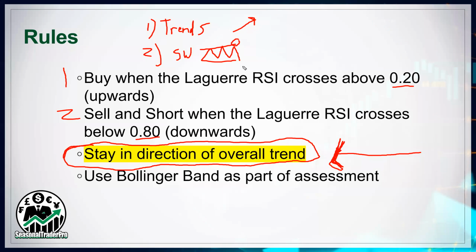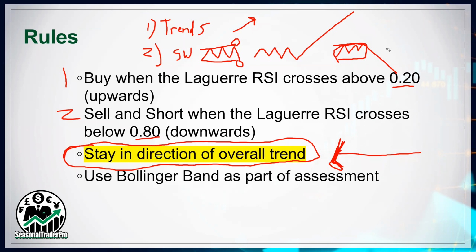These have really good entries. And the good thing about the Laguerre RSI with these sideways markets, a lot of markets are sideways, right? Markets tend to do this, then they go up. They do this, then they go down. So you can make money in here as well when you have nice sideways markets.